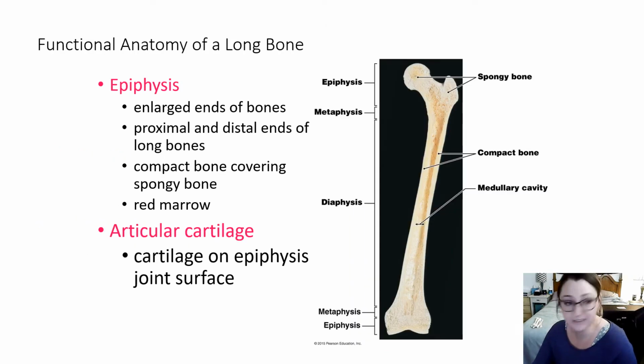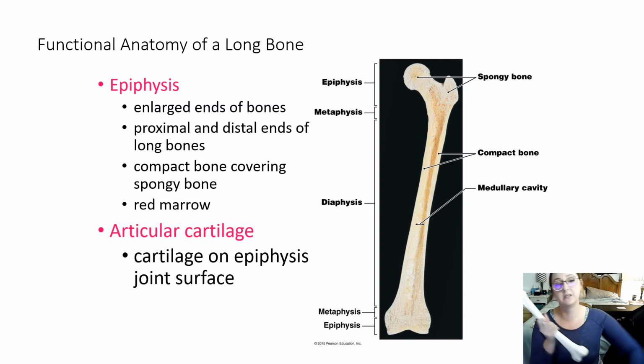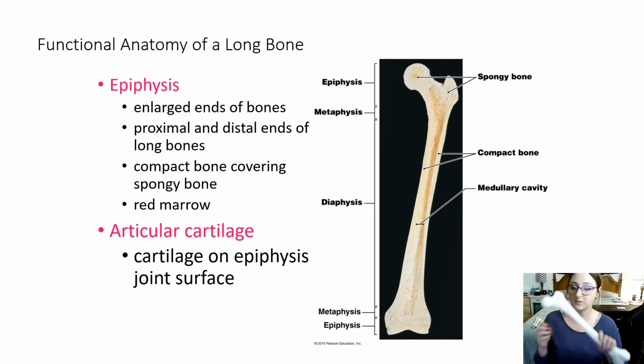So next we're going to talk about the functional anatomy of a long bone. Specifically, we're going to look at the femur. So this is a nice long bone. This is the bone that makes up your upper leg. It does have a couple of anatomical terms I do want you to know based on its structure.